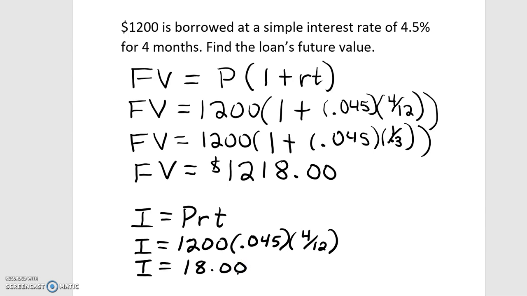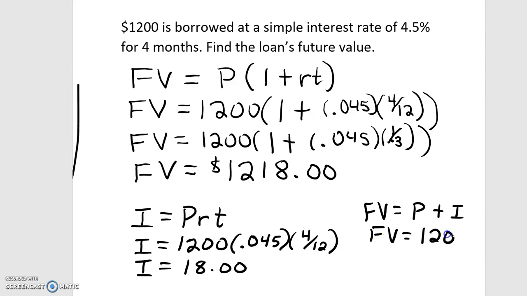We can then take that amount and add that to our principal of $1,200, and our future value is going to be equal to $1,200 plus $18, which would be $1,218.